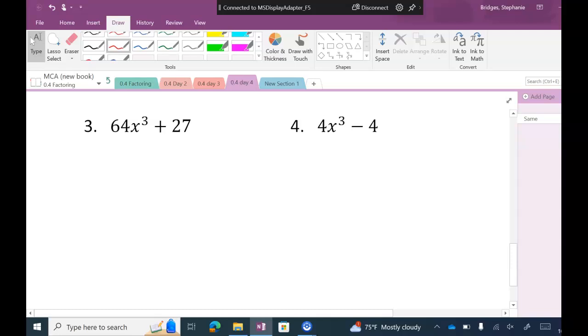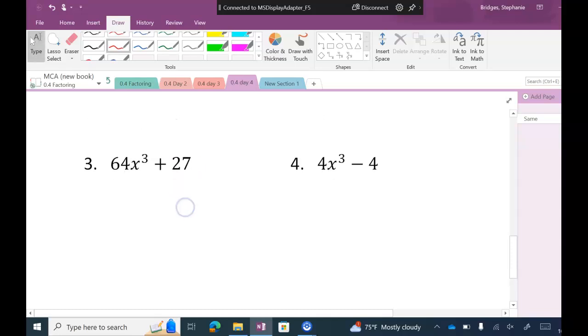Do 64x to the third and 27 have anything in common that I can pull out? GCF? No. Are they both perfect cubes? Yes. All right, so let's figure out A and B first. What is the cube root of 64x to the third? 4x. And what is the cube root of 27? 3. All right, so in my first parenthesis, it is just my A value and my B value. A is 4x, B is 3.